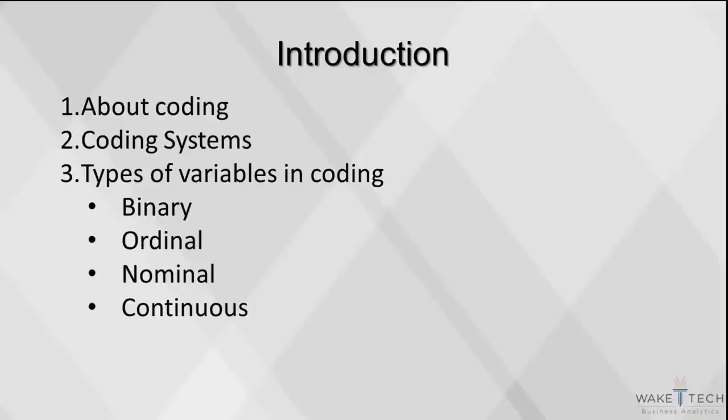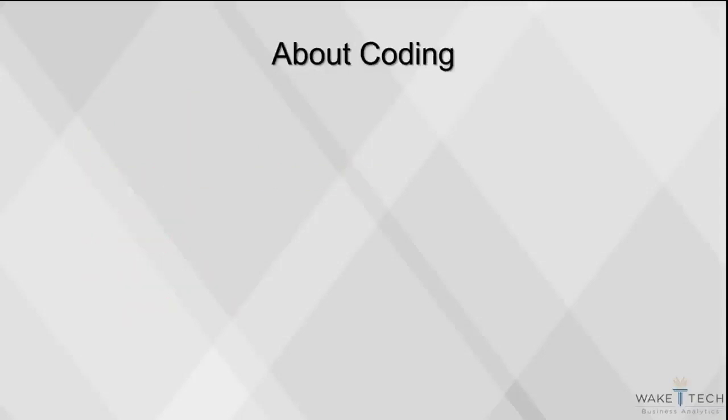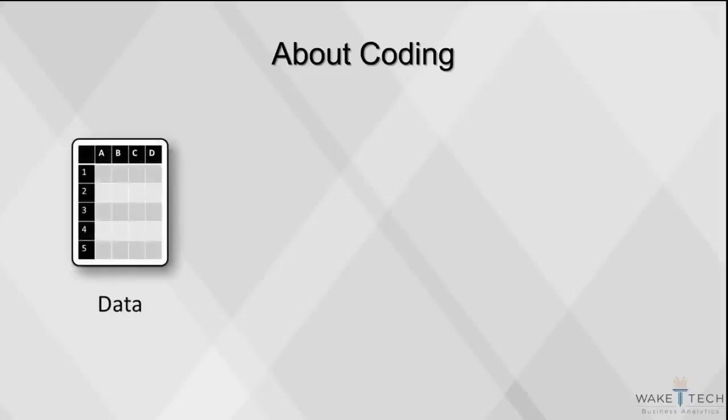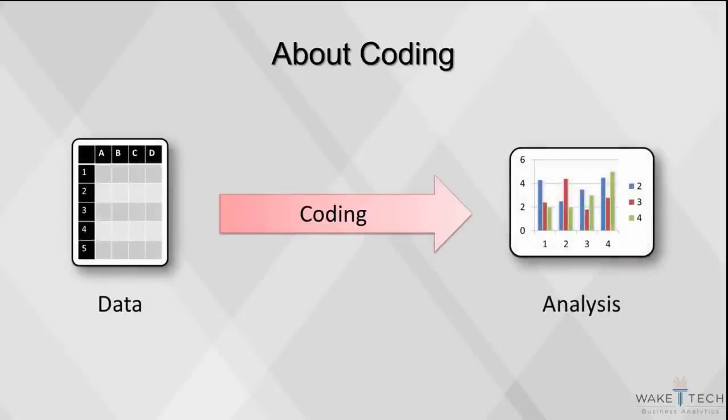This video will cover basic information about coding, coding systems, and types of variables in coding, including binary, ordinal, nominal, and continuous. Coding is the process of translating the information gathered from questionnaires and other investigations into something that can be analyzed, usually using a computer program. Coding involves assigning a value to the information given in a questionnaire, and often that value is given a label.